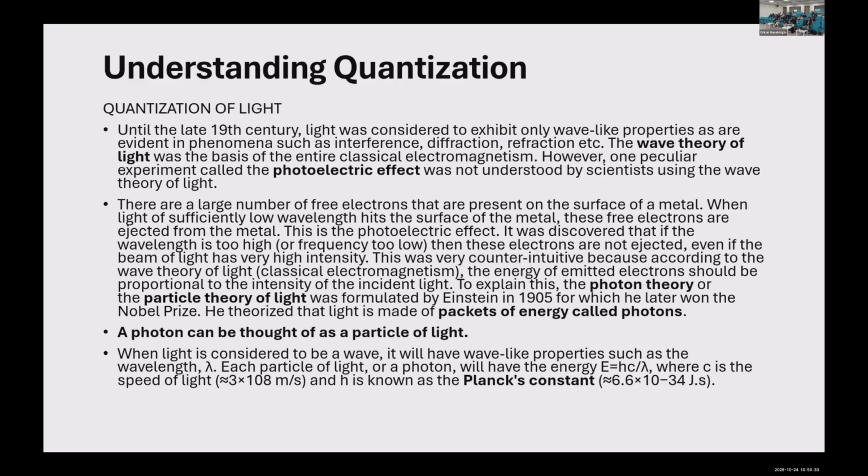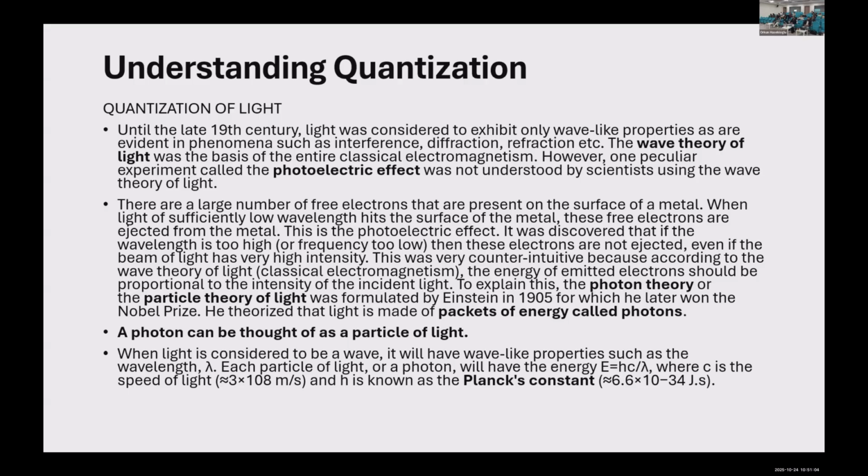As is evident in phenomena such as interference, diffraction, refraction, etc. The wave theory of light was the basis of the entire classical electromagnetism. However, one peculiar experiment called the photoelectric effect was not understood by scientists using the wave theory of light. There are a large number of free electrons present on the surface of a metal, right? A metal surface has electrons on it.